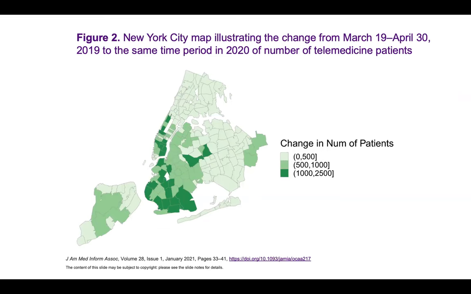So here's a map showing the change in the number of patients accessing telemedicine from 2019 to 2020. Interestingly, you can see a large increase in zip codes located in either downtown Manhattan or the Brooklyn area. But that could also be because NYU patients are mostly located in those areas.